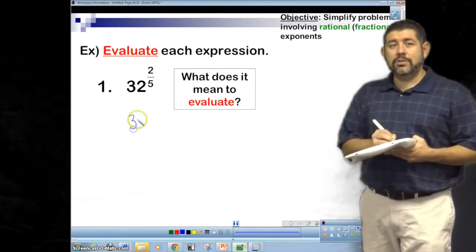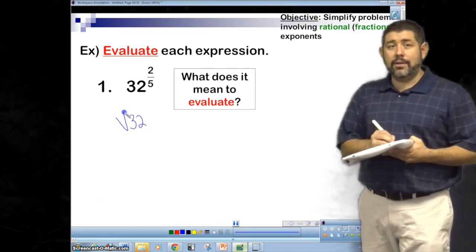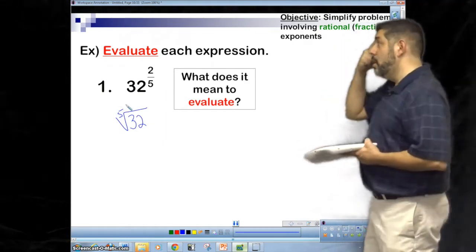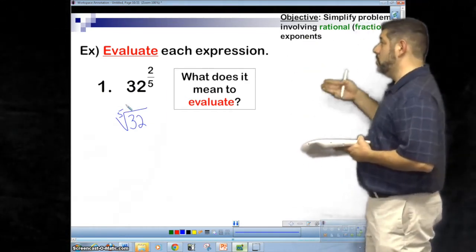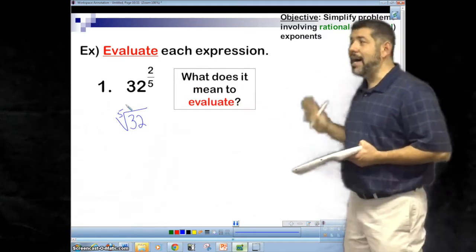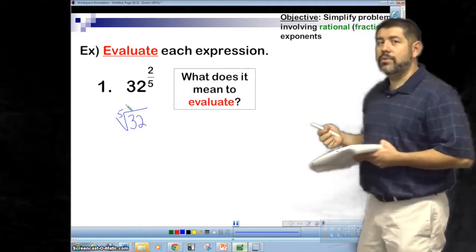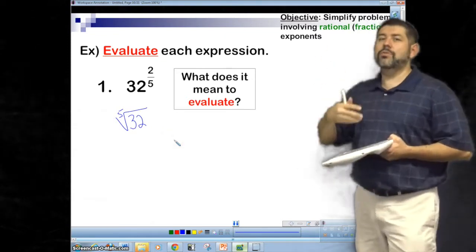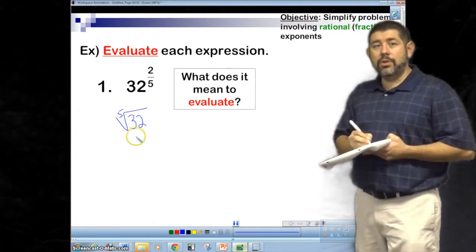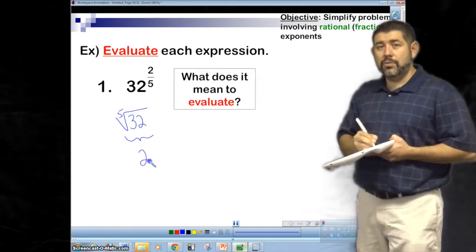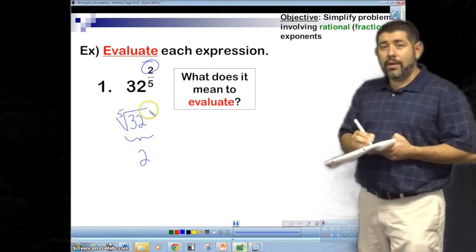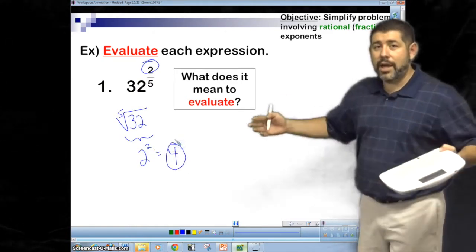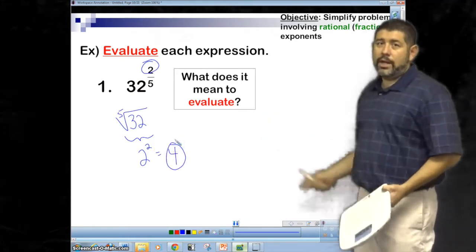So let's do this. Let's do 32 and take the fifth root of that. What we're trying to do here is think what number goes into 32 so that if I multiply it by itself 5 times, you'll get 32. And that answer is 2, okay? Because 2 times 2 times 2 times 2 times 2 is 32. So the fifth root of 32 is 2. Then I'm going to square it. 2 squared is 4. There's my answer, okay? 4. Alright, so there we go.